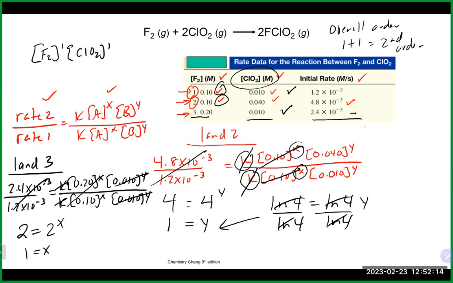And we could write the completed rate law, which in this case would be the rate is equal to k times F2 and ClO2 here. Questions on that there?